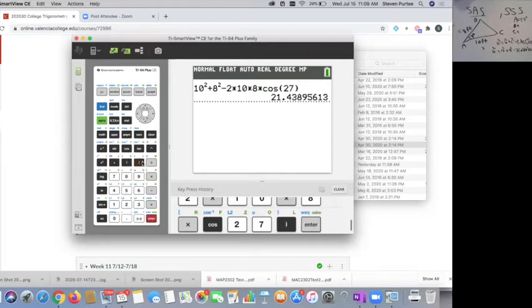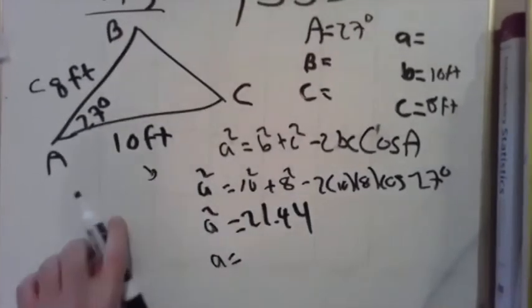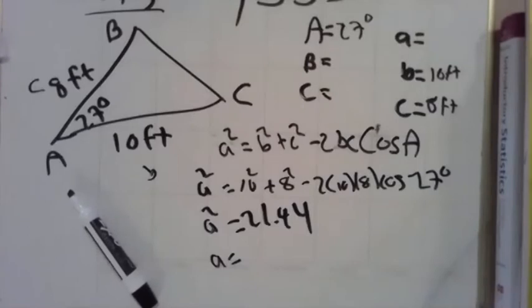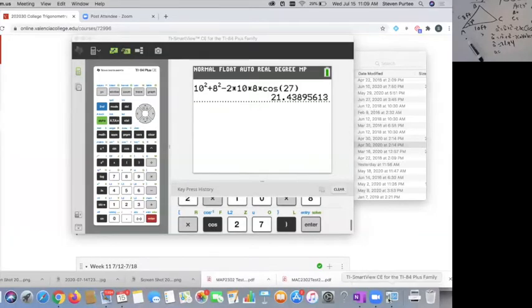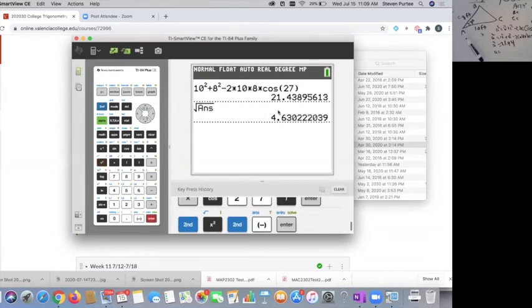Hit enter. That's a squared, it's 21 point, we'll go 2 places, 44. I don't want a squared, I want a. I want the square root of that answer. So my calculator could do that pretty easily. I could type that in, or I could just hit second square root, second answer. And there we go, 4.63.